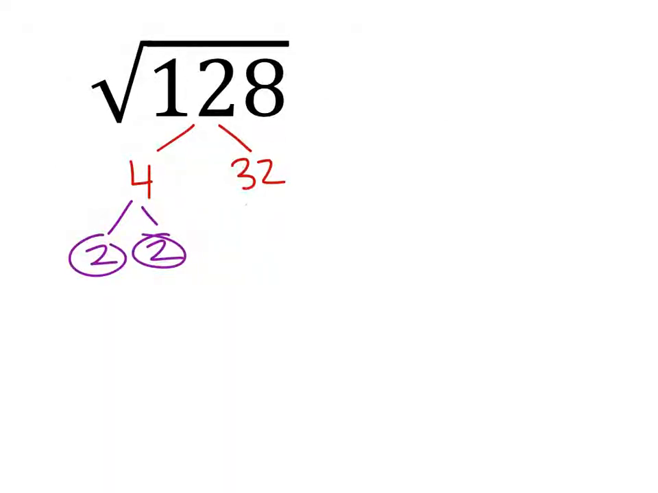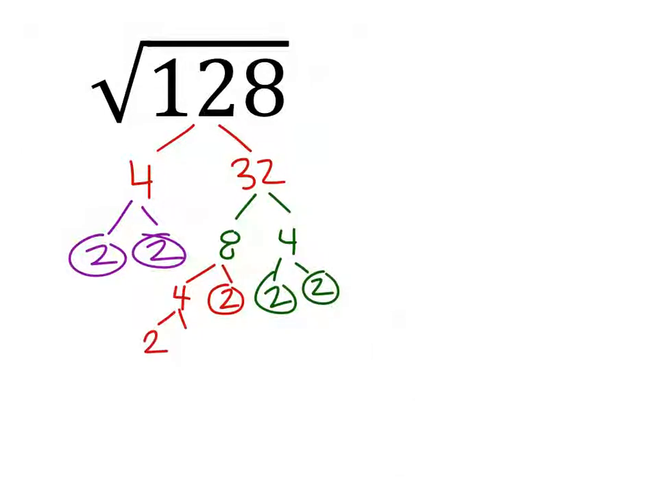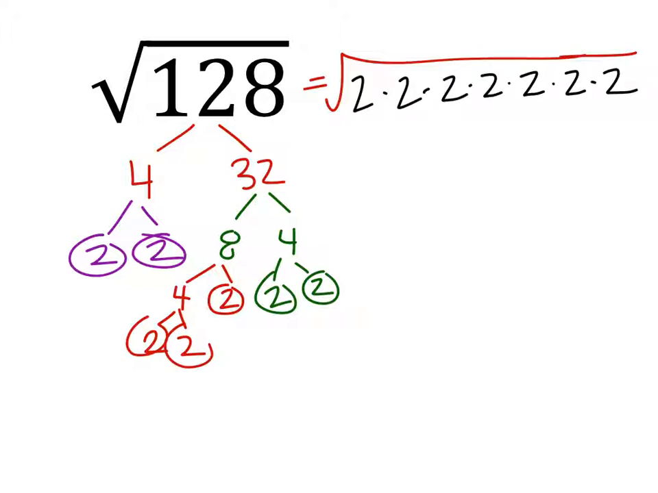32 can break up into 8 and 4. And 4 breaks up into 2 and 2 already. But 8 can break up into 2 and 4. And 4 can break up into 2 and 2. So as it turns out, we just have a bunch of 2's being multiplied onto these. It's the square root of 1, 2, 3, 4, 5, 6, 7 2's.